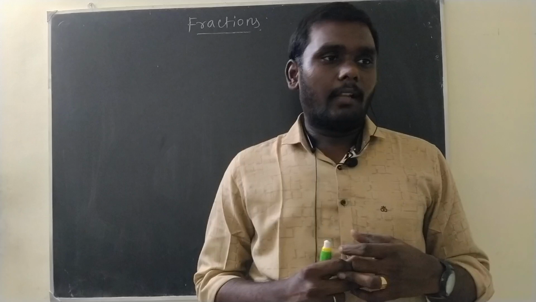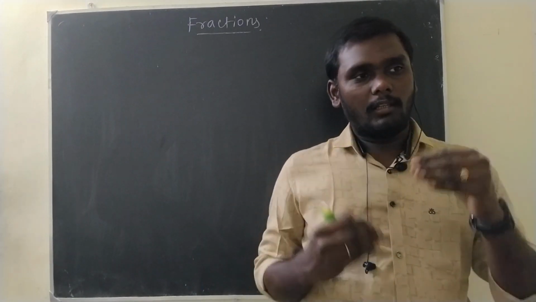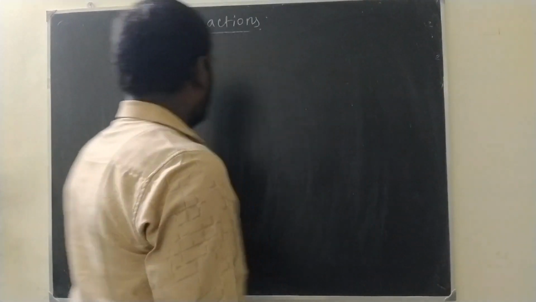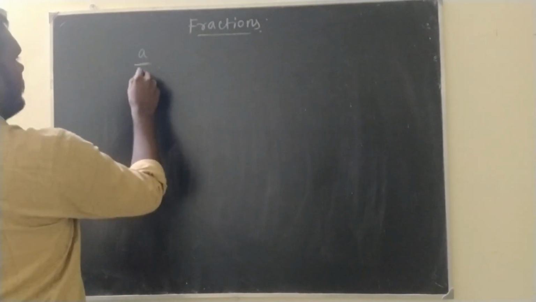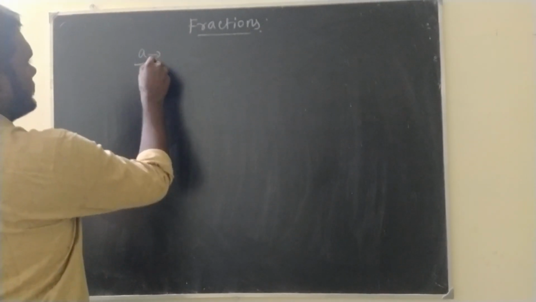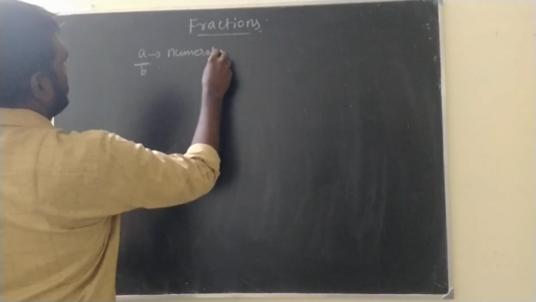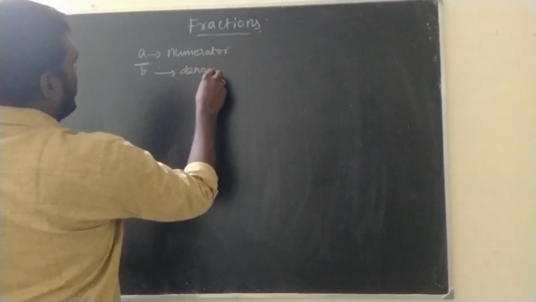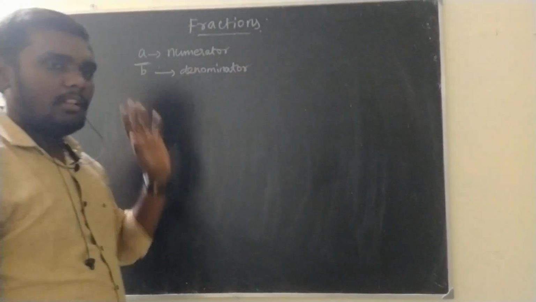The general form of a fraction is a number below another number, separated by a line symbol. So it is in the form a by b, where a is called the numerator, and b is called the denominator. In this form we will denote it.